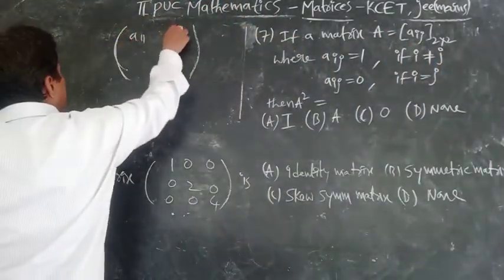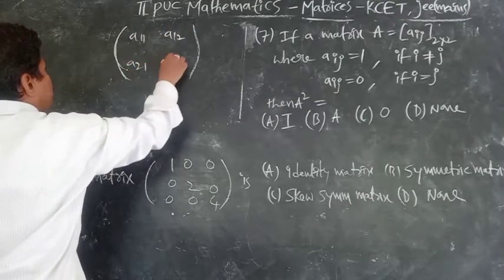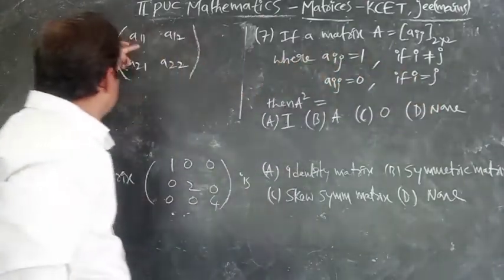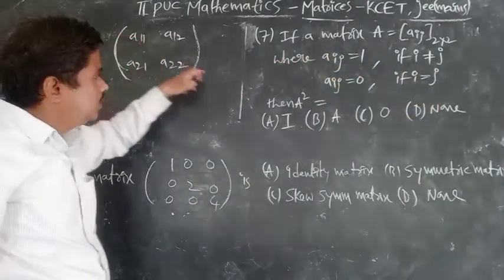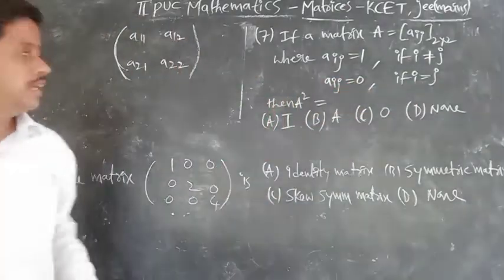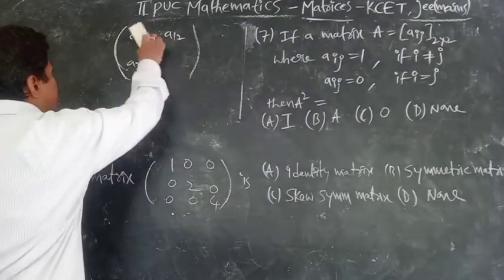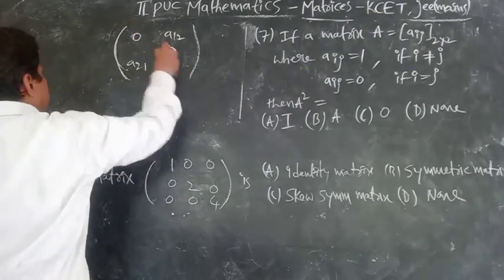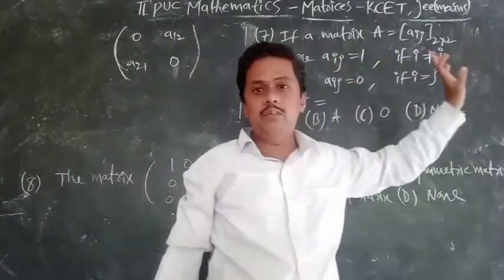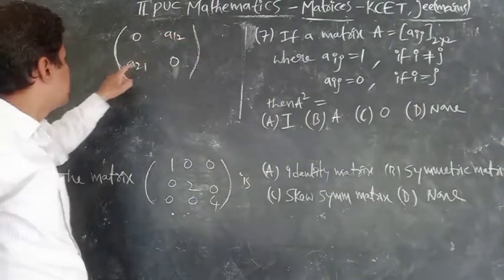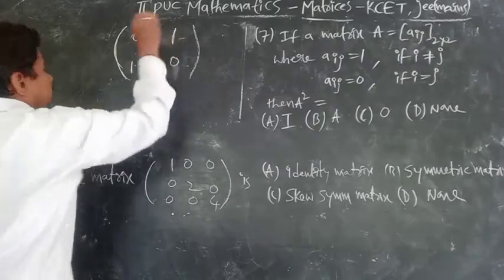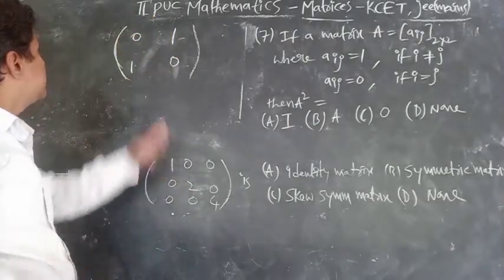A11, A12, A21, A22. So I equal to J means this one. 1, 1, 2. So I equal to J. I'll write the 0 here. A11, A12 should be 0. This one we have to fill 0, 0, 0. Okay. Next. Aij equals 1 when I is not equal to J. Sorry, 1, 2, 2, 1. So here, right, 1, 1. Okay. So this is 1. Over. Next. So 0, 1, 1, 0.